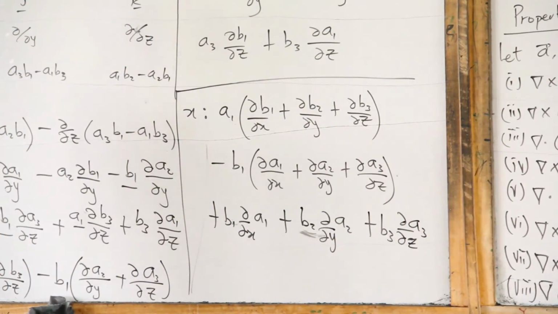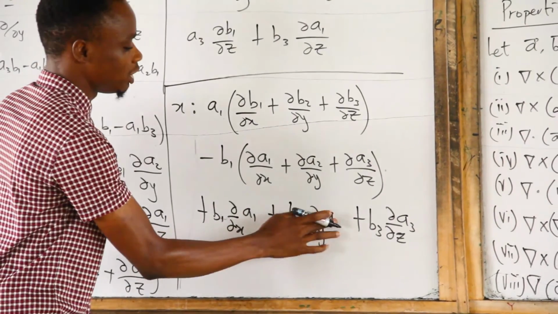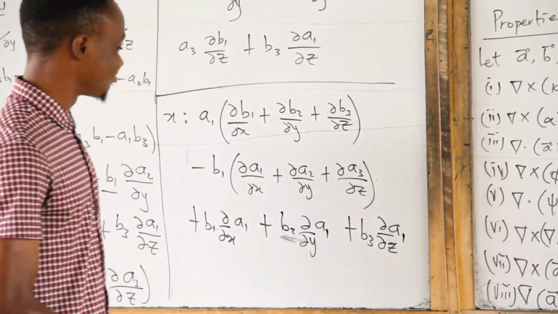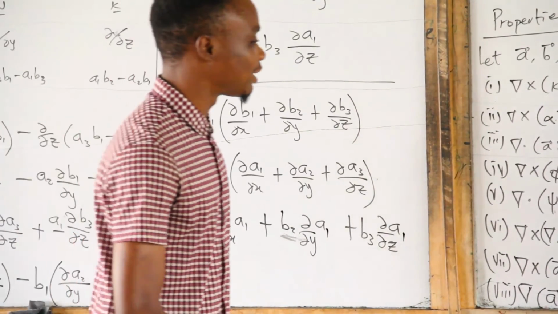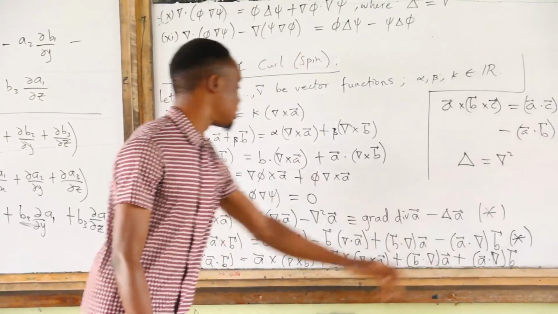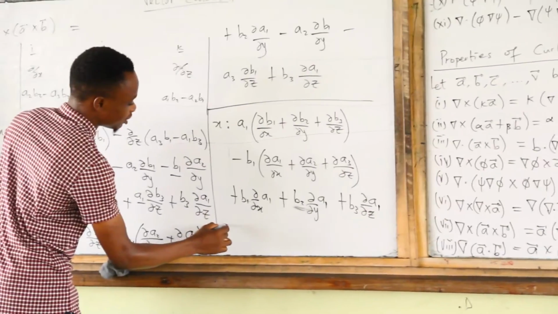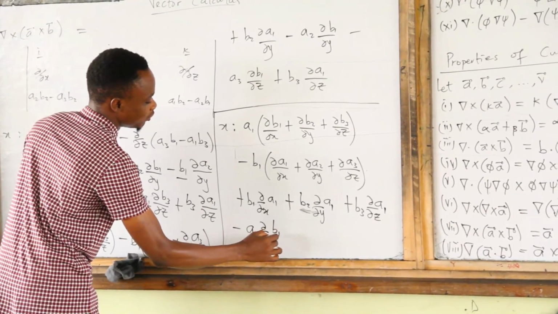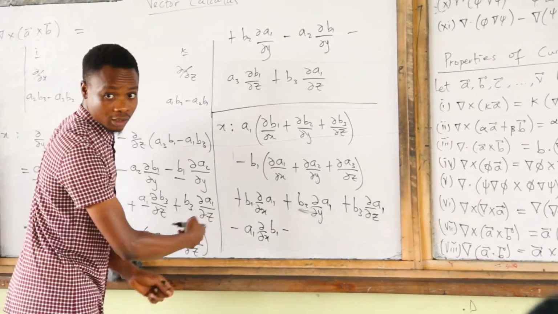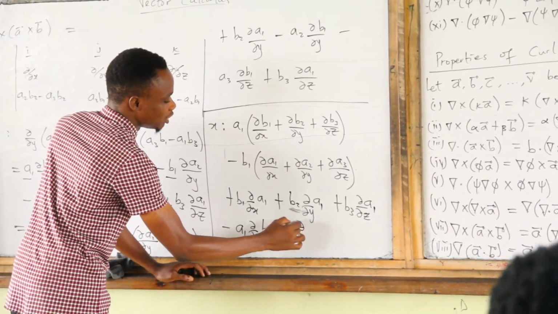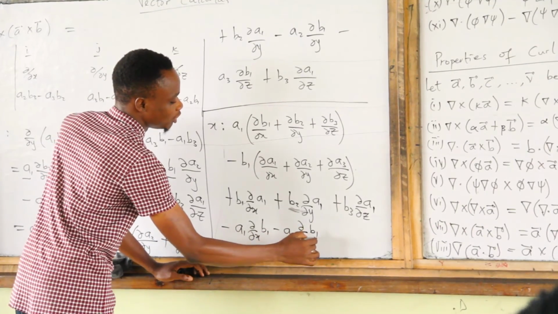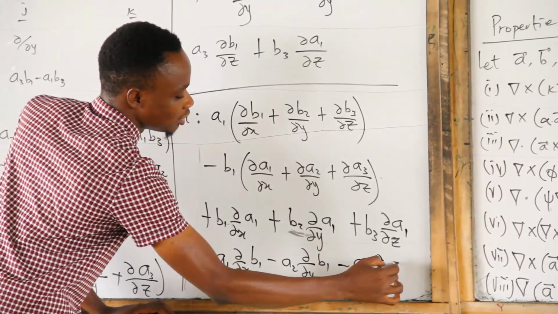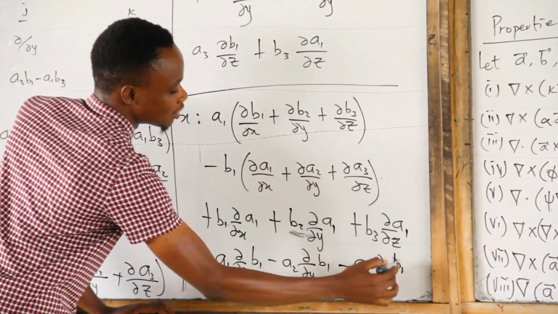Does that make sense? No, I thought the A was A1. Oh, sorry. Which one? So the last one. A dot this. That will now be minus A1 del X of B1, minus, if I affect all of them, minus A2 del Y of B1 and minus A3 del Z of B1. Does it make sense? That's all.